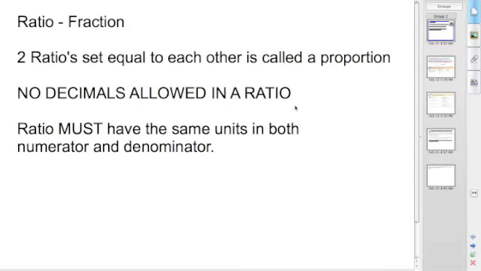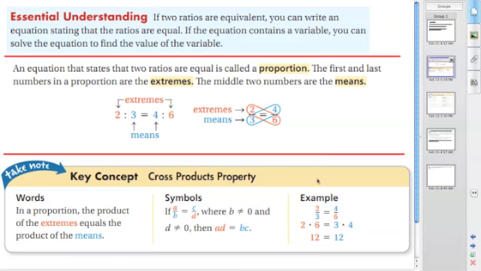We're going to talk about ratios again. Remember, two ratios set equal to each other is called a proportion. No decimals allowed. Ratios must have the same units in both numerator and denominator. So what we're going to go into is reviewing means and extremes and what might happen if you have two proportions.